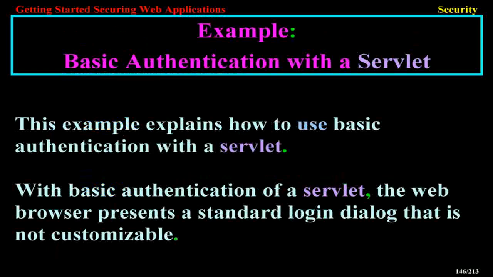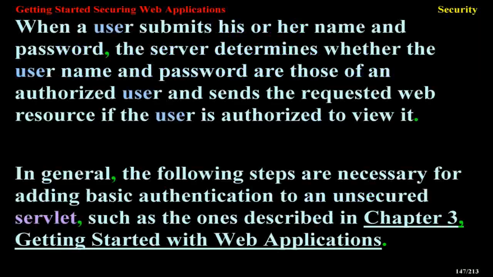This example explains how to use basic authentication with a servlet. With basic authentication of a servlet, the web browser presents a standard login dialog that is not customizable. When a user submits his or her name and password, the server determines whether the username and password are those of an authorized user and sends the requested web resource if the user is authorized to view it. In general, the following steps are necessary for adding basic authentication to an unsecured servlet, such as the ones described in Chapter 3, Getting Started with Web Applications.